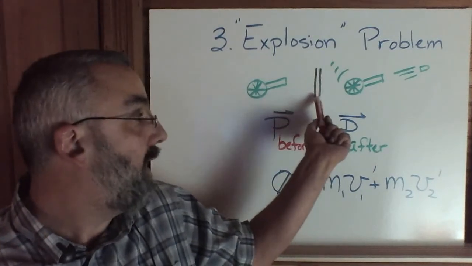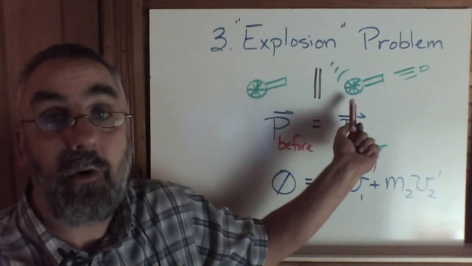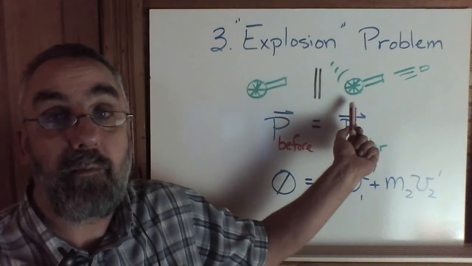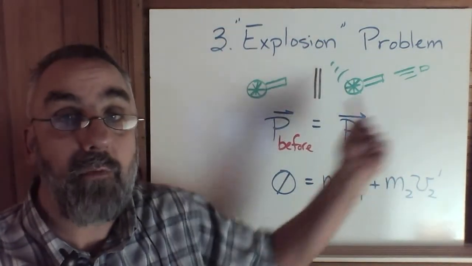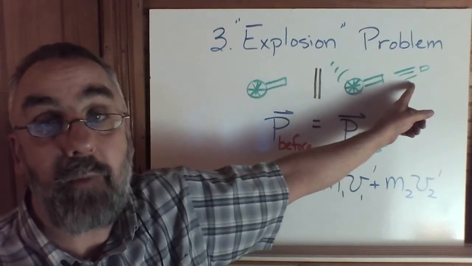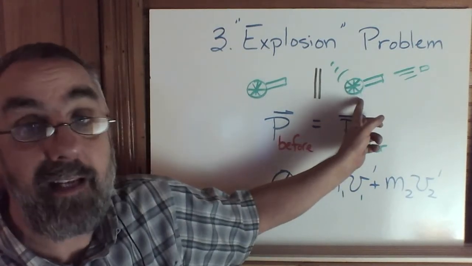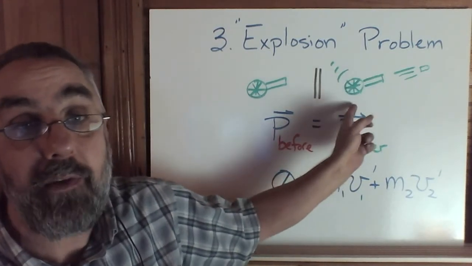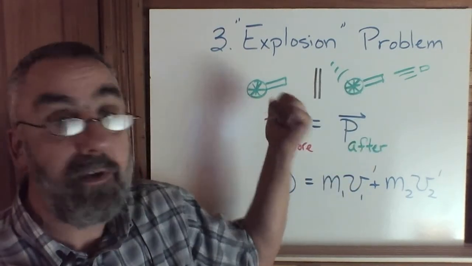Now, this is just a separator. This is during. And then afterwards, the cannon fires the projectile. Well, the projectile goes one way, the cannon goes the other way. Momentum is a vector. So this has positive momentum. This one has negative momentum. And those are going to add up to 0, which is the momentum that we started out with.